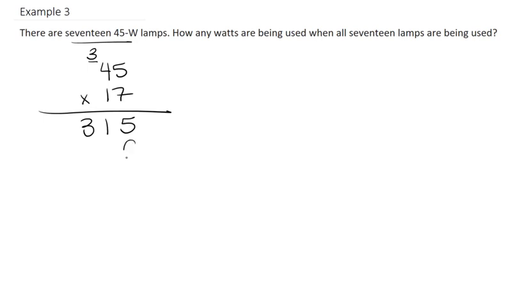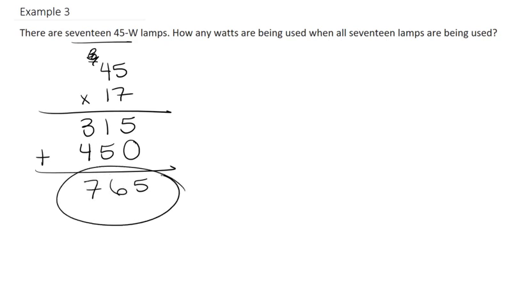Next we have a placeholder of 0. Then we go 1 times 5 is 5. 1 times 4 is 4. Then, once done multiplying, we add. 5 plus 0 is 5. 1 plus 5 is 6. 3 plus 4 is 7. And this is our final solution.